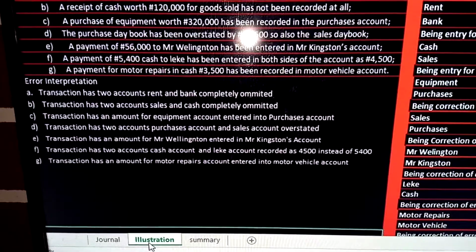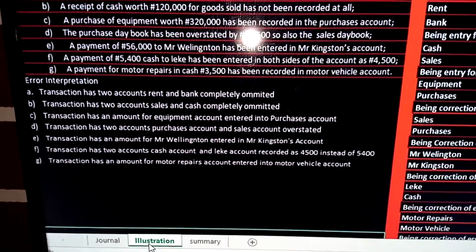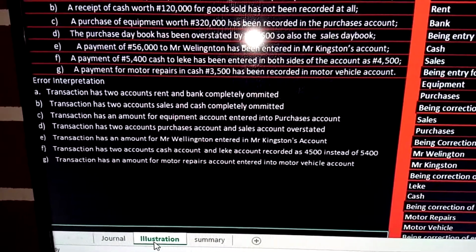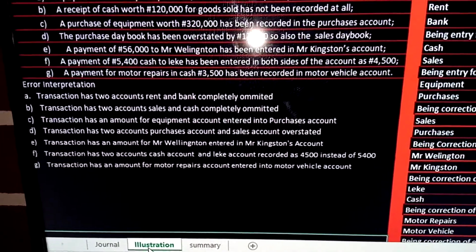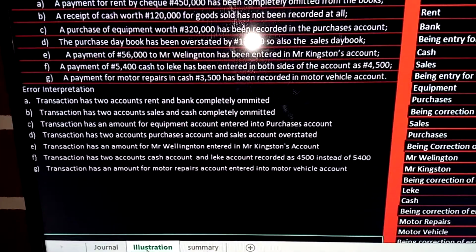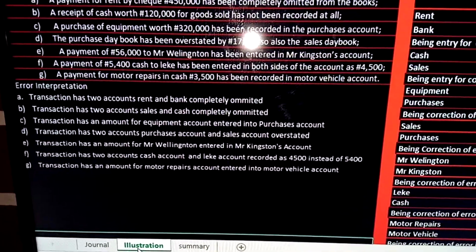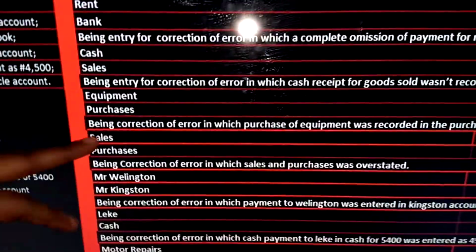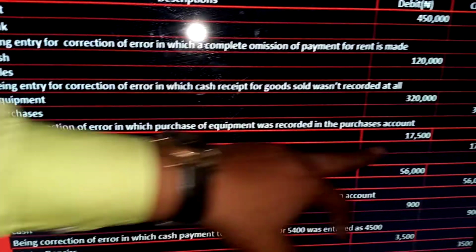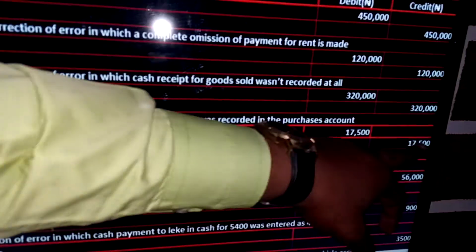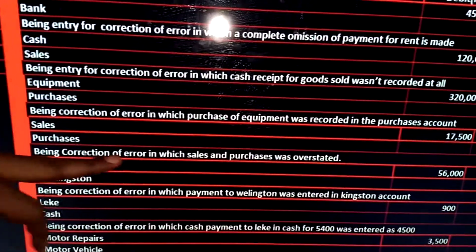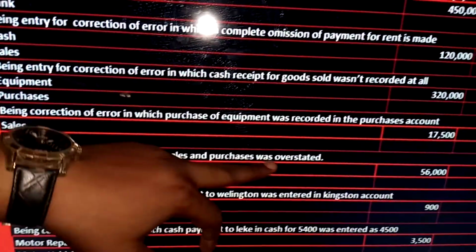So if the sales account is credited with an excess of 17.5, the way to take it out is to debit the sales. If the purchase account has been debited in excess of 17.5, the way to take it out is to credit purchases. So let's take that journal entry. We'll see sales here debited with 17.5, and then we'll see purchases here credited with 17.5. So we'll say being correction of error in which sales and purchases were overstated.